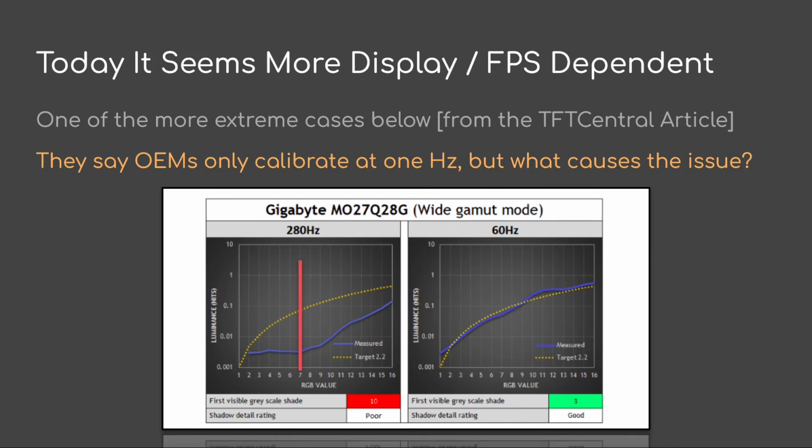TFT Central says that the OEMs only calibrate at 1 Hz, and that does seem to correlate with what they're showing in the graph. At 280 Hz, it looks like RGB 1, 2, 3, 4, 5, 6, and 7 all output the same value. Question is, why?